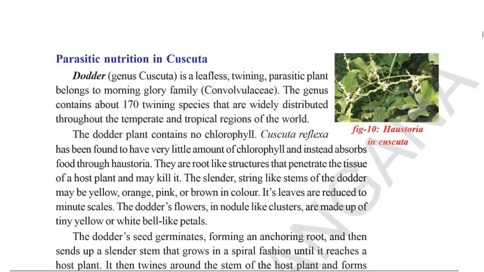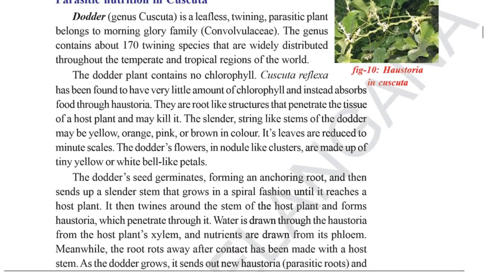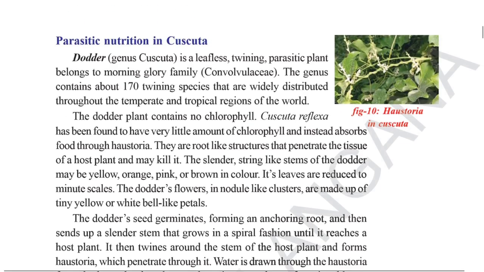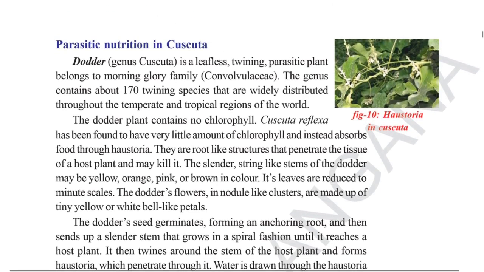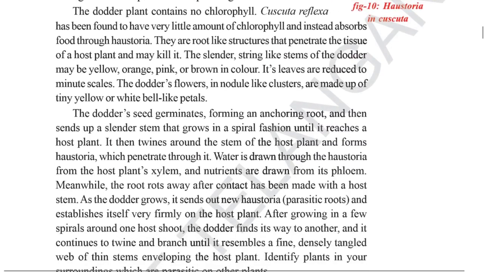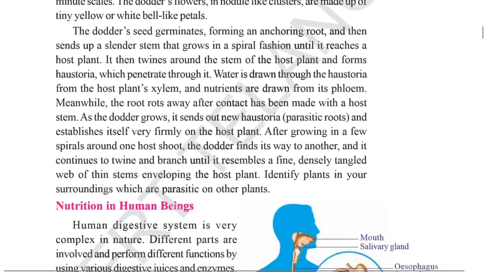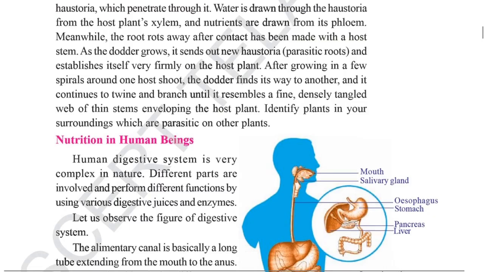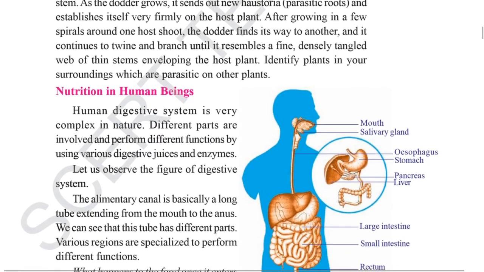It's a leafless, twining parasitic plant which depends on the haustoria in Cuscuta. It will just grow on the other plants. It won't prepare its own food. It will just take the other plants' food and grow there.